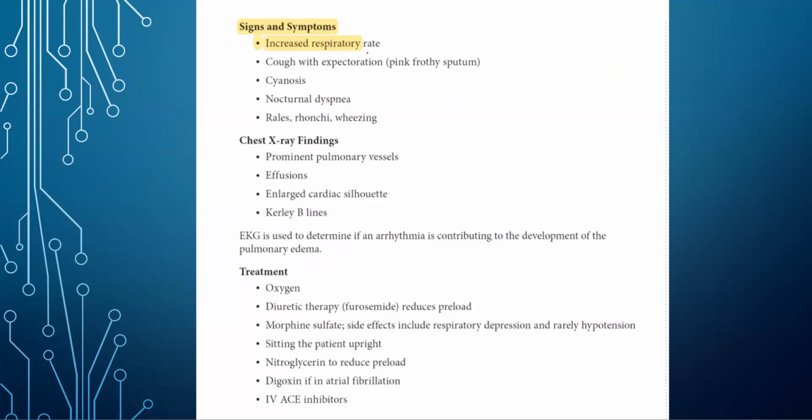So this patient will have increased respiratory rate, they will have cyanosis, they will have bilateral crepitations, even pink frothy sputum coming out with their coughing. The treatment: this patient is to be admitted to the hospital, put the patient in a propped up position. If oxygen saturation is low, start oxygen. This patient will need diuretic treatment immediately. Okay, so start furosemide as soon as possible.